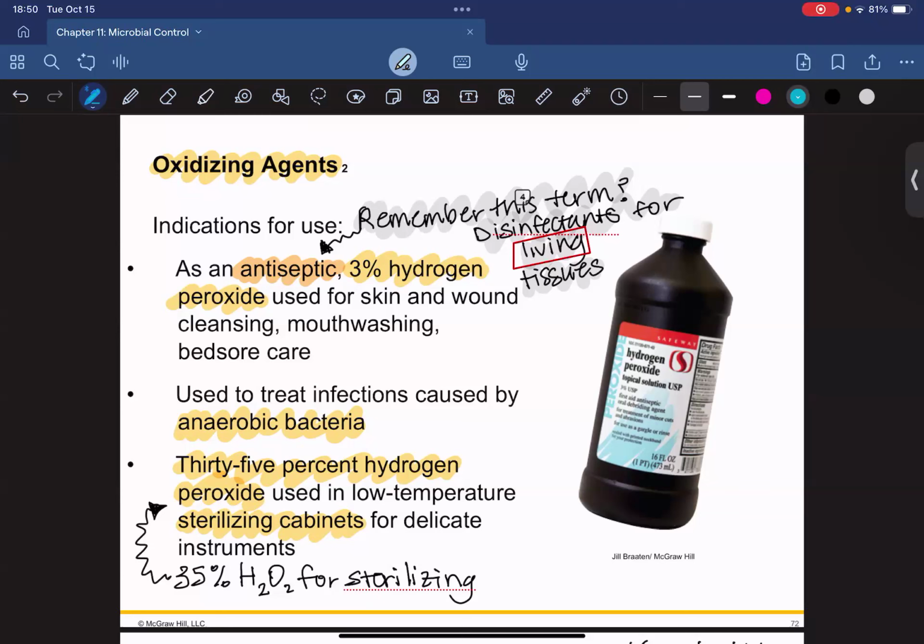What I mean by that is deep tissue stuff. You do a wash with hydrogen peroxide. Is it going to help treat things that are at the surface? It can. There's no harm in using it, and it's pretty safe. You can use it as a mouthwash too. Anyways, 35% is what we would use in a sterilizing cabinet, which is effectively almost like an autoclave, but with vapors of hydrogen peroxide.